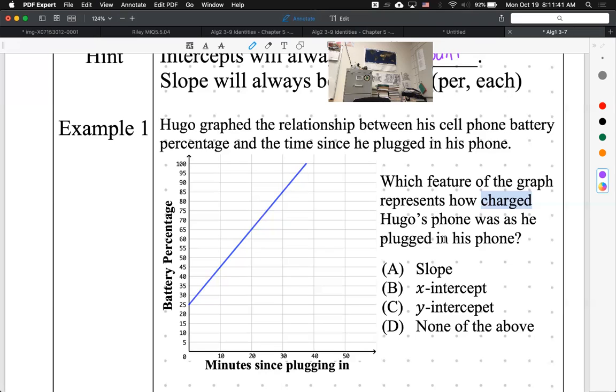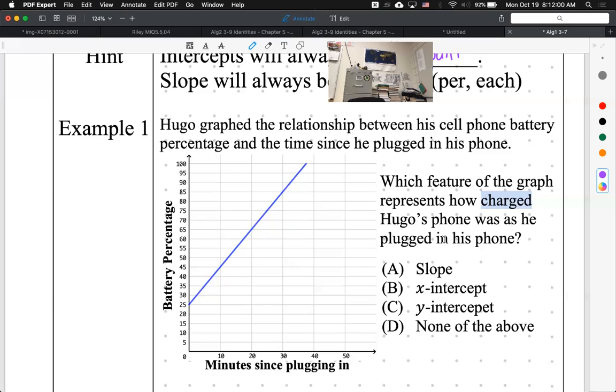What feature on this graph represents how much charge he had before he started plugging in this phone? And you have these choices. It's either slope, X-intercept, Y-intercept, or none of the above. So everyone is going to, in about 10 seconds, vote 1, 2, 3, or 4. Everyone's going to take a guess. Even if you're wrong, it's okay.